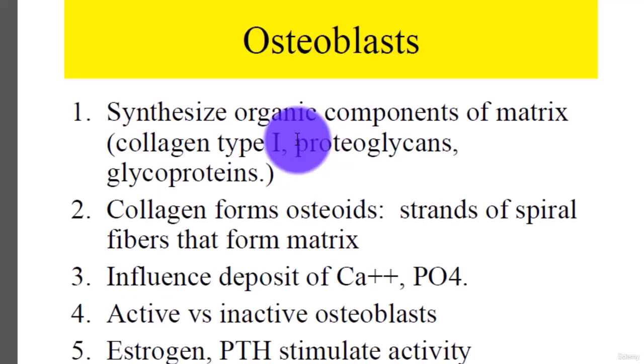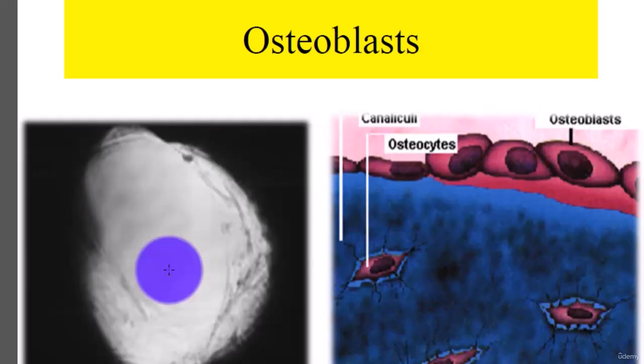Osteoblasts synthesize the organic component of the matrix: collagen type 1, proteoglycan, glycoprotein. Collagen forms osteoid, strands of spiral fiber that form the matrix. In fluid, deposit of calcium and phosphorus. Active versus inactive osteoblast. Estrogen and PTH stimulate activity. This is the osteoblast's appearance, in a diagram.